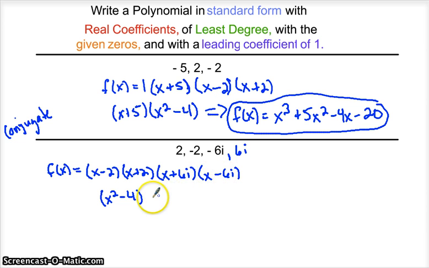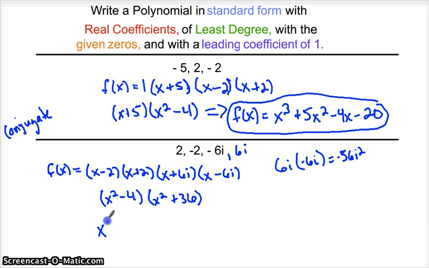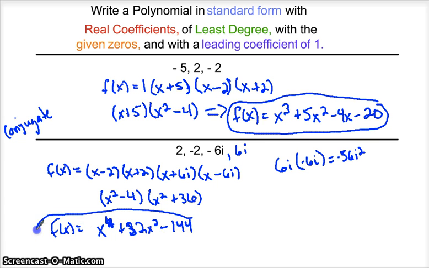Now the nice part is, again, they're also a difference of squares. So I can say x squared, my inside positive 6i, my outside negative 6i disappear, and I can just get a nice solid negative 36i squared, but remember that just becomes plus 36. And then the final thing to do is just FOIL those together. So I get x to the 4th. You get a negative 4 and a positive 36 is going to be a positive 32x squared. And then finally, negative 4 times 36 is 144. So f of x would equal that function.